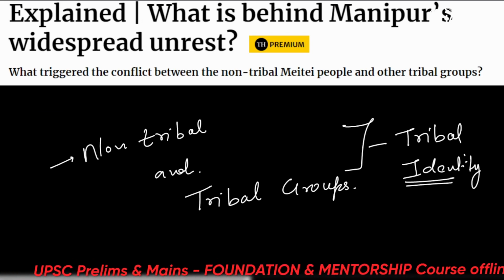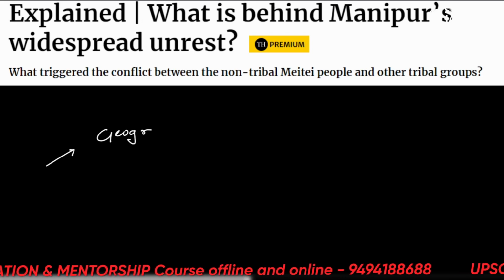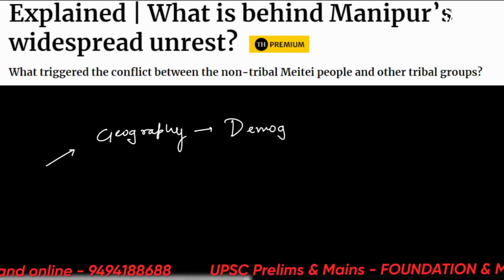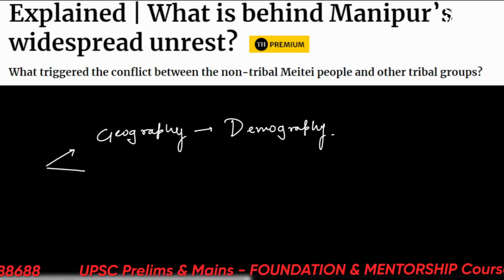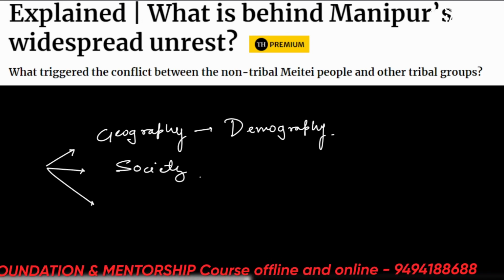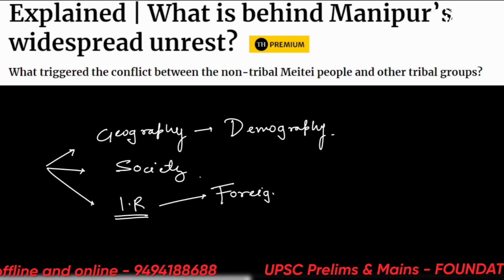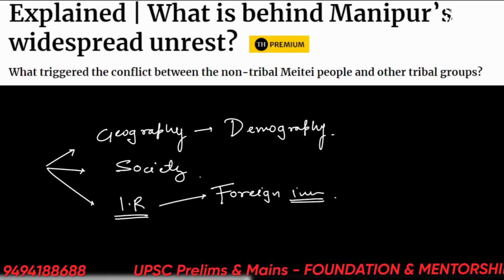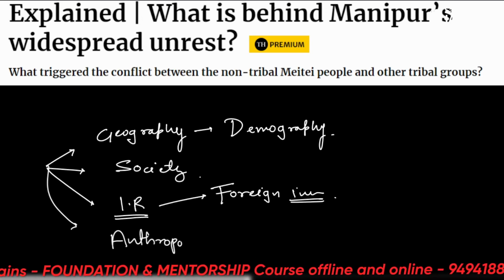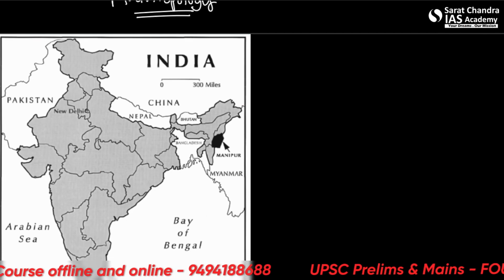So we can consider this in, first and foremost, geography, and as a part of geography, in demography. We'll see more what issues are there. We can consider this in society also. We'll deal with some portion of the IR also. What is the foreign incursion from other countries or neighboring countries? One more thing, we can see this in context of anthropology also. So this is optional specific. So we'll deal with many things here. Let's see one by one.